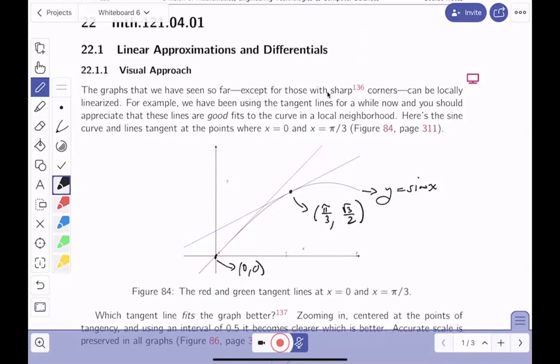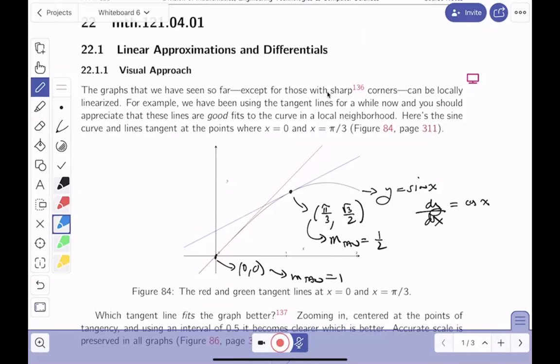What I want to do is write the derivative for sine, dy dx. We've done this many times before, it's cosine x. So what's m tangent here? Well, m tangent there would be 1/2. Why is that? The cosine evaluated at pi over 3 is 1/2. What's m tangent here? Well, what's cosine of 0? It's 1.